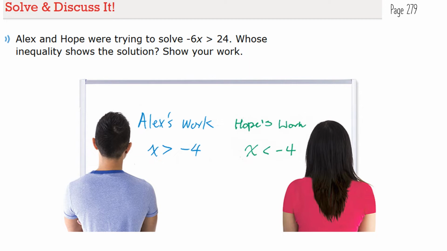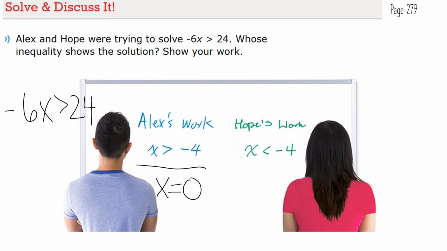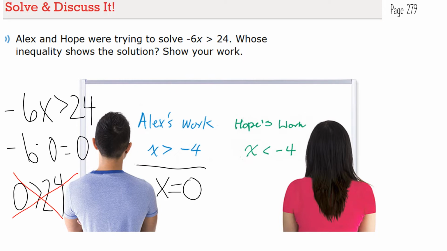So for example, for Alex, if x has to be greater than negative 4, that means x could be 0, because 0 is greater than negative 4. So let's go now to the original inequality, negative 6x greater than 24. If x is 0, we would do negative 6 times 0, which is 0. That means our final inequality would state 0 is greater than 24. I know that's not true. So let's look at Hope's work and see if hers makes sense.